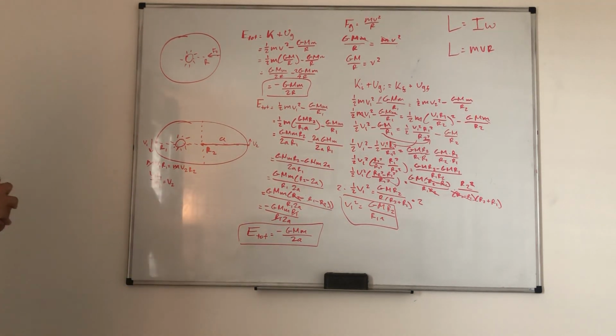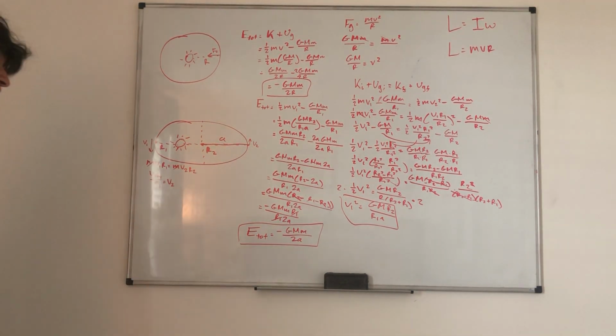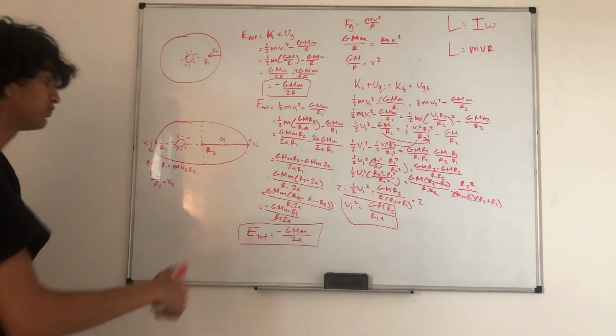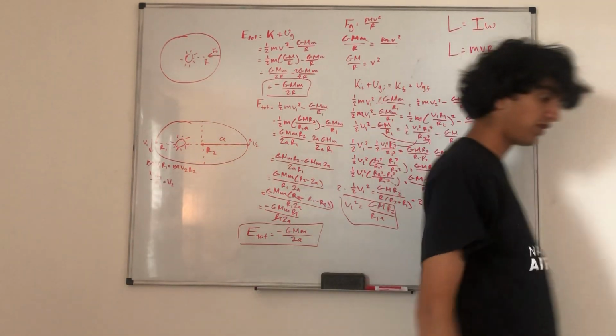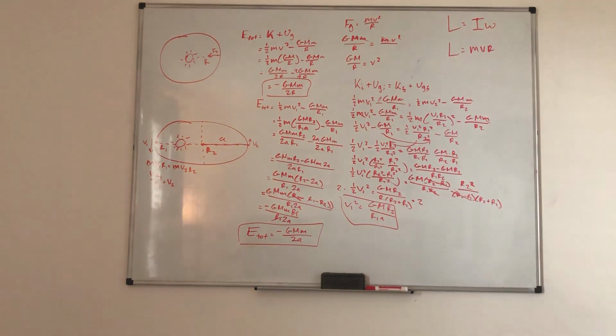But even in an elliptical orbit where it's not circular, if you have that semi-major axis, that major axis, this will be the E total. So that's a pretty cool thing to note. If you ever find an object with this much energy, it's in an elliptical orbit.